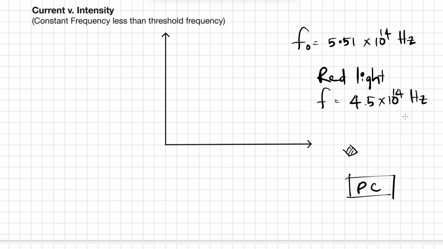The radiation that we are using has frequency less than threshold frequency, so there will be no photoelectric effect, right? If there is no photoelectric effect, there is no current in the circuit. So again, on the y-axis we have current, I. On the x-axis we have intensity.